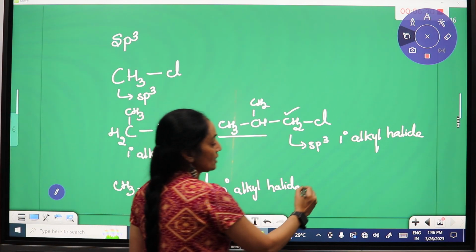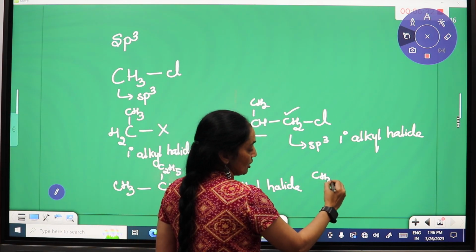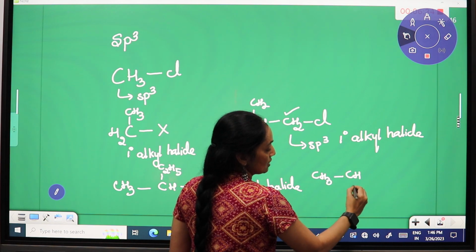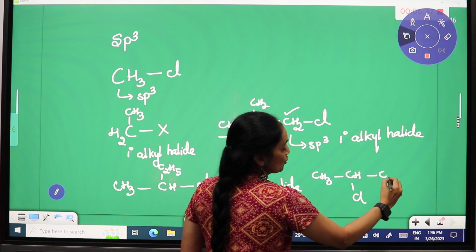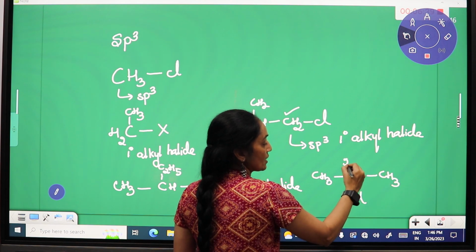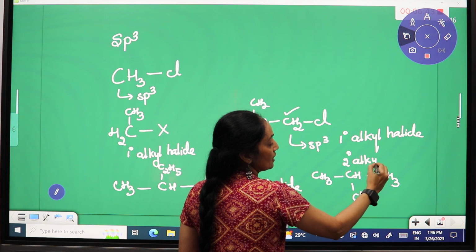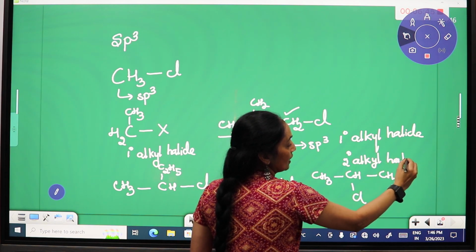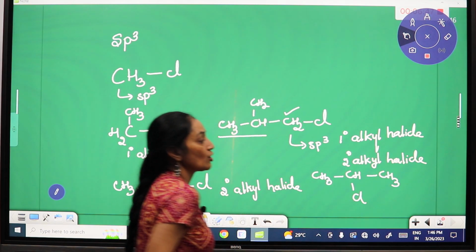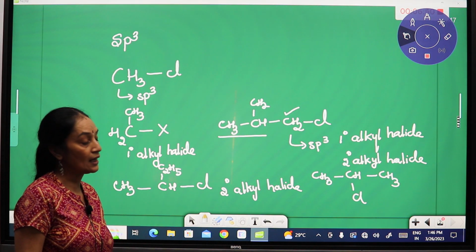Now, in case you have your CH3, CH, Cl and then CH3. This we call a secondary carbon, and it is also called a secondary alkyl halide.